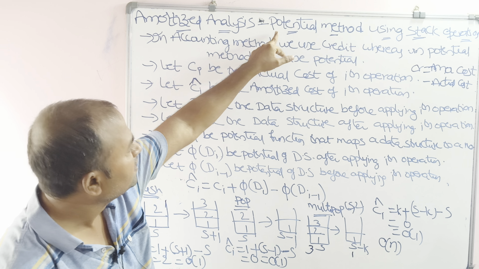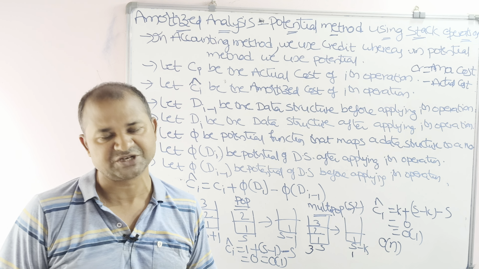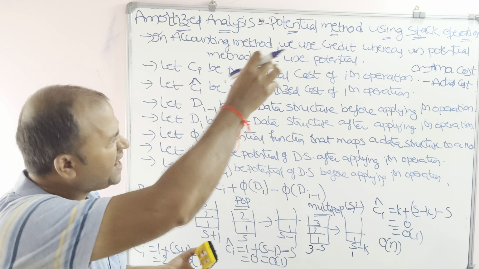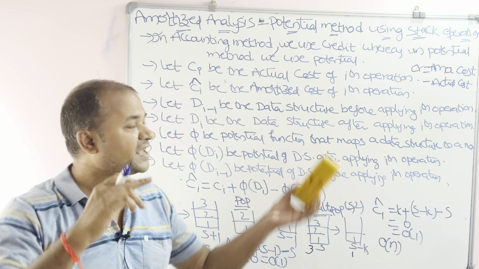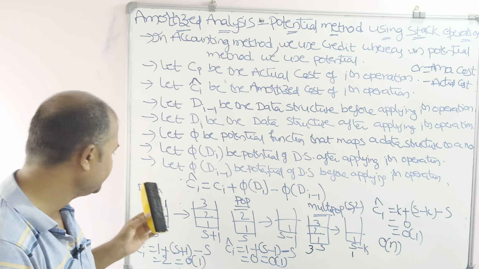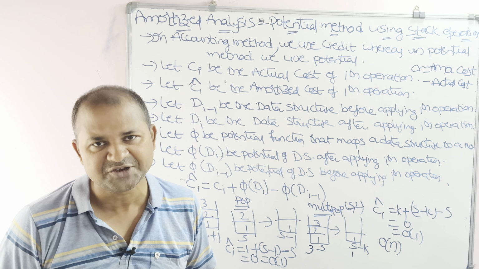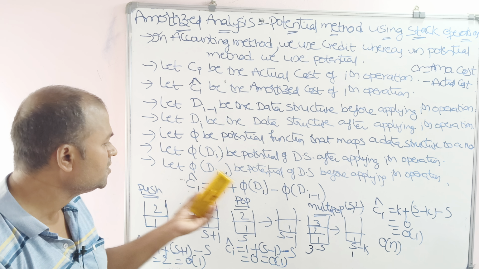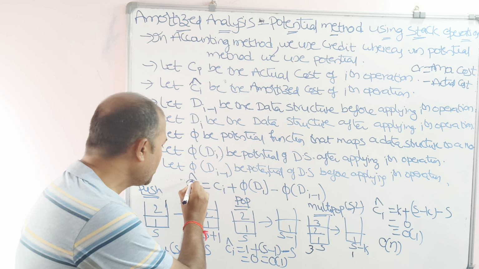Now we are implementing the potential method by using stack operations. Already we have seen stack operations in the aggregate method as well as the accounting method. On a stack we can perform three operations: push, pop, and multi-pop. Now let us calculate the amortized cost for push, pop and multi-pop. Before that, let us see the formula here.